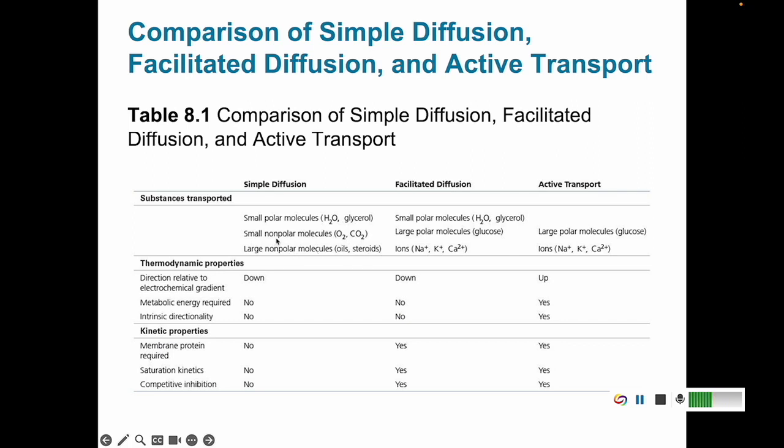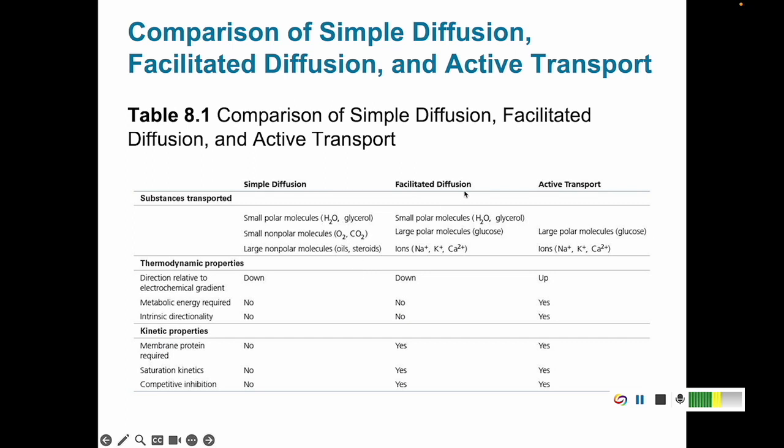So oils and steroids. It is moving down its concentration gradient, so it is spreading out, coming to an equilibrium on both sides of the membrane. It does not require any energy. It does not have an intrinsic directionality, so it is not specifically only moving in or only moving out. It's going to move in whatever direction the concentration gradient calls for. It does not require a membrane protein, and it does not have saturation kinetics or competitive inhibition, which we haven't talked about, but that means without a membrane protein, it really doesn't have any way to block a protein.